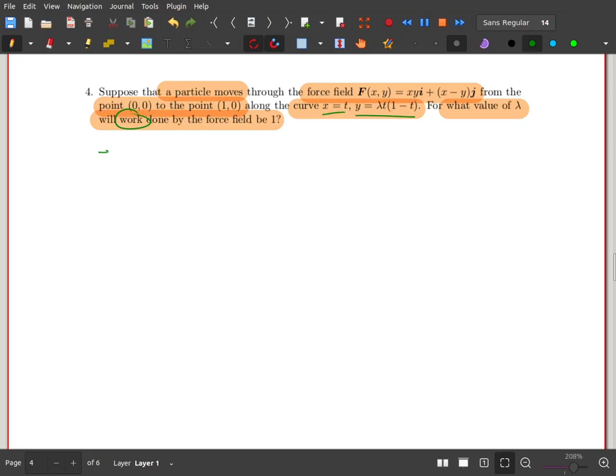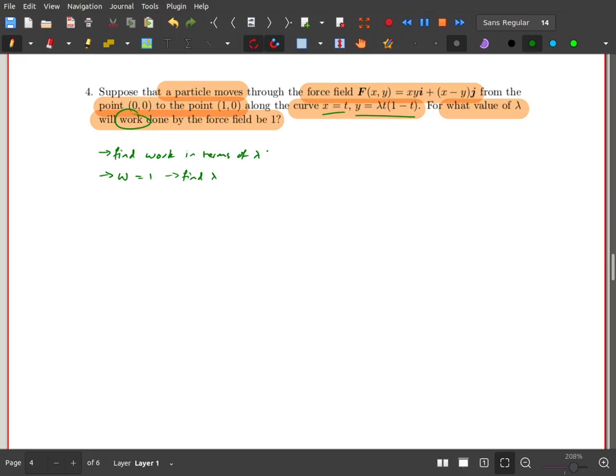So we need to find the work, let work be equal to 1, then find lambda. Work will be in terms of lambda first, and then we'll find lambda to make that true. So that's what we need to do in this question.